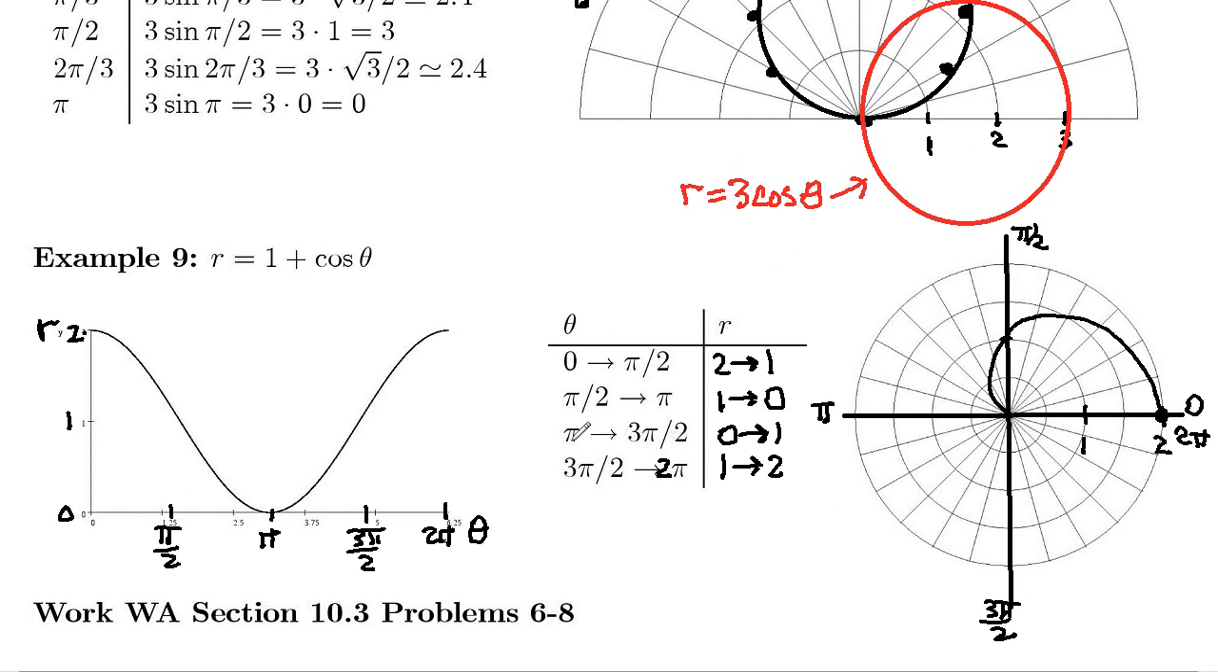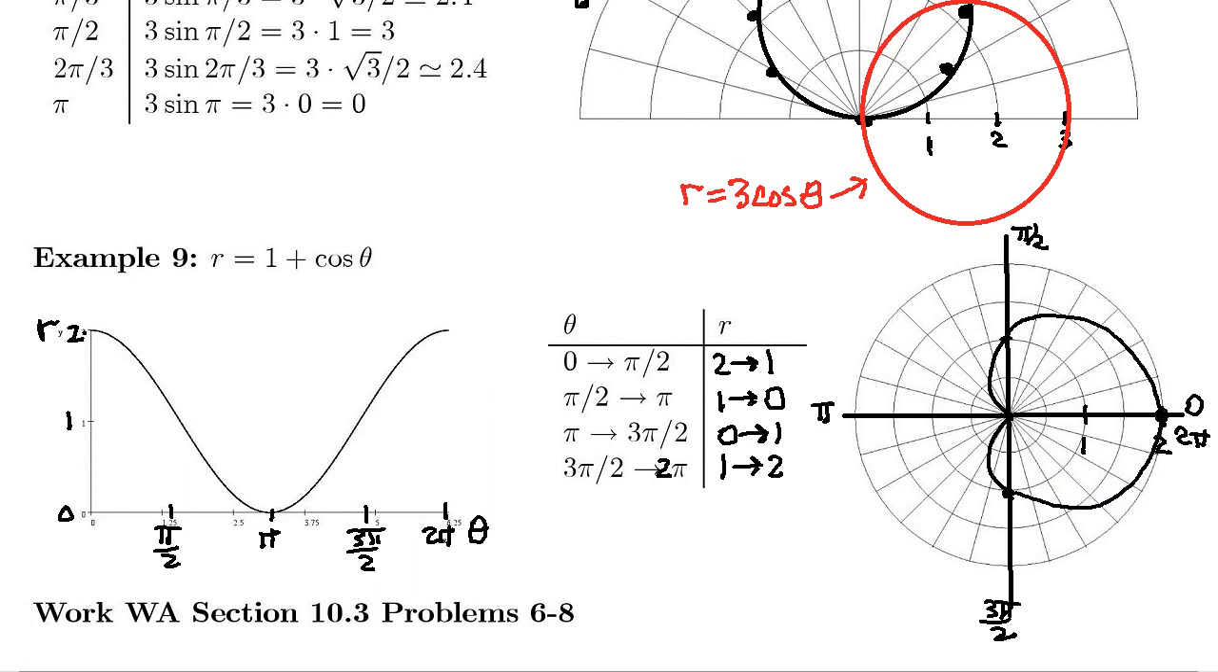Then as your angle goes from pi to 3 pi over 2, your radius goes from 0 back out to 1. So at 3 pi over 2, we're back out here at radius 1. So then your radial segment increases in length. And then as you go from 3 pi over 2 to 2 pi, your radius goes from 1 back out to 2. So it's just kind of a mirror image of what's above the axis.